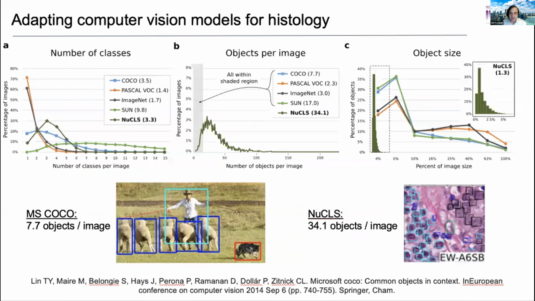One of the first things we looked at is the differences between these nuclei data sets and data sets like COCO that are used to develop Faster RCNN and all these detection algorithms. There are really some differences in the statistics, in terms of the size of the objects, which is going to impact network design and kernel size, but also the number of objects that you find in a single image. So if you look at MS COCO, it's got pictures of natural scenery and stuff like that. You see roughly 7.7 objects per image. That's the average in COCO.